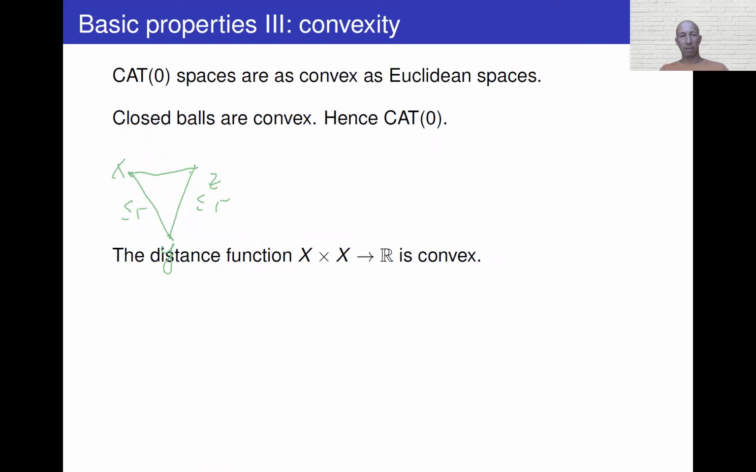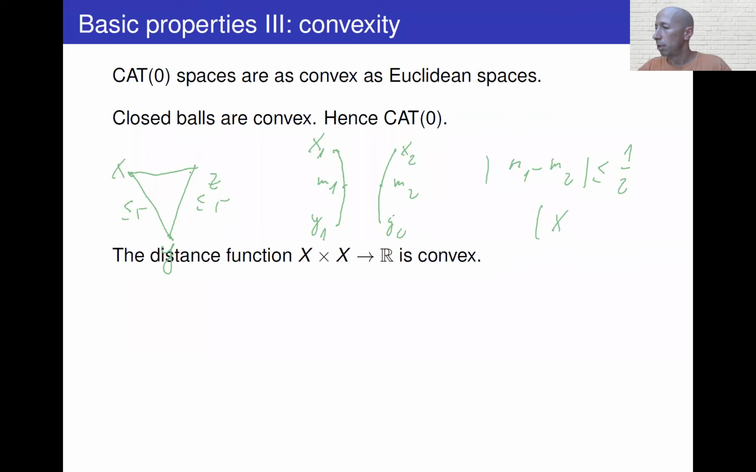A slightly more advanced statement is that the whole distance function is convex. You can restate this in more down-to-earth terms by saying that if you have two geodesics, x1 y1 and x2 y2, and you take the midpoints, then the distance between the midpoints is at most one half of the sum of the distances between the boundaries. This is also very easy to prove. We just connect x, y, and y2.